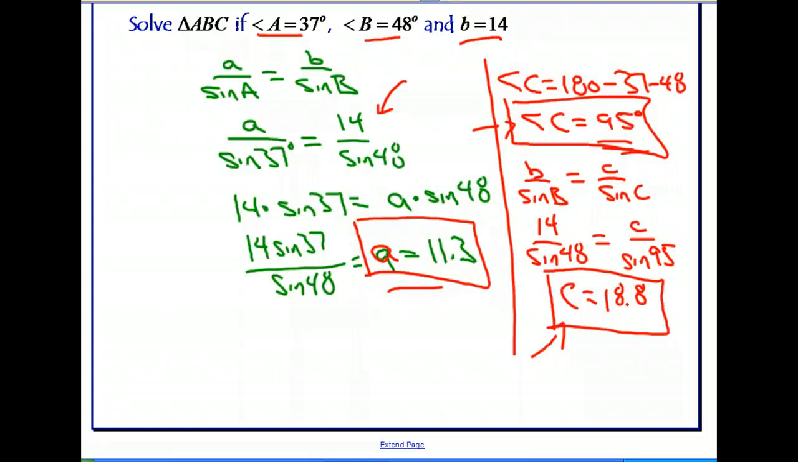And so this is the law of sines used to solve for triangles. We did it pretty quickly. You might be a little slower, but certainly you've got the procedure here. So that completes our lesson for today.